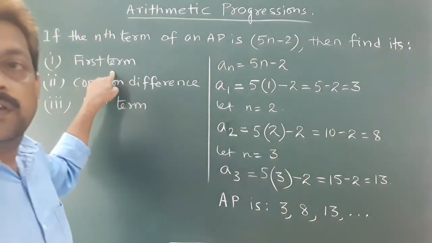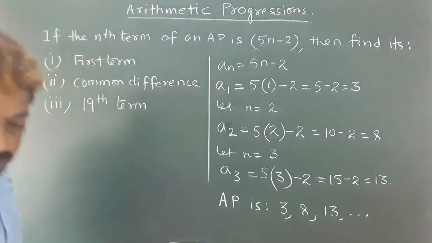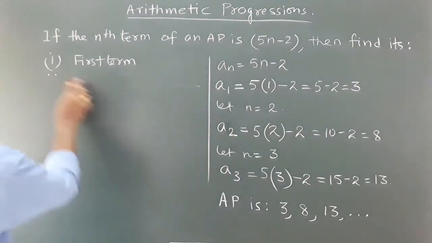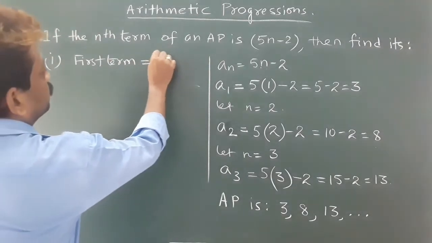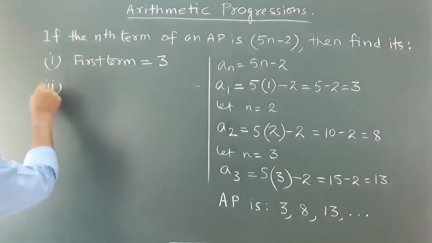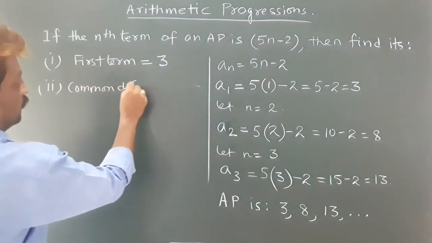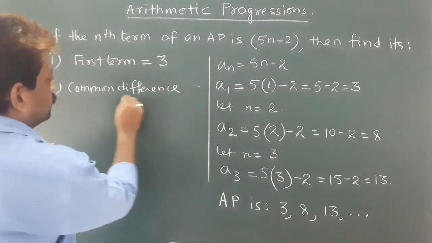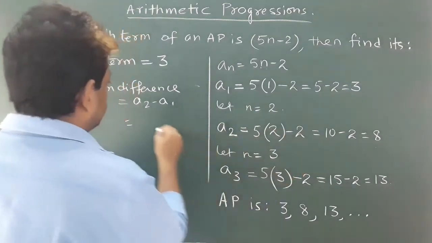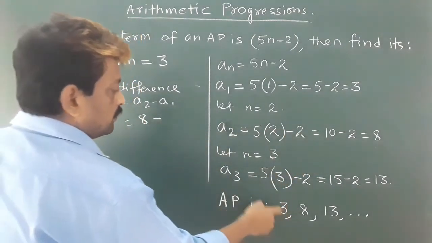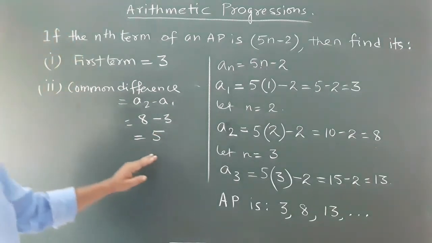The first question was find the first term. So what is the first term? Answer for the first term: the first term is 3. Second question is to find the common difference. Now how to find the common difference? Common difference is equals to a2 minus a1. So a2 is 8 and a1 is 3. So 8 minus 3 is 5. Therefore the common difference is 5.